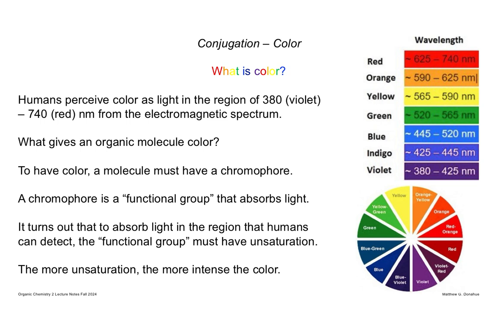Here's maybe a new term for you. To perceive something as colored, there must be a chromophore. So something that has to absorb light and reflect it back. That's how we perceive it. A chromophore is just a functional group that absorbs light. And so typically what we've been talking about so far are polyenes, carbon backbones with conjugated systems. What is the take-home message? The more unsaturation a molecule has, the more intense the color.